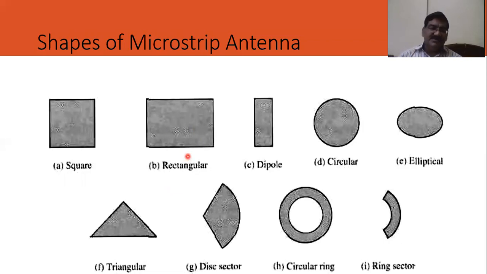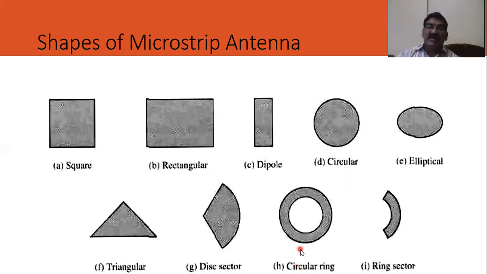Maybe the square, you can have the square shape. You can have the dipole, a straight dipole-like structure. Circular is again one of the basic structures. Elliptical, triangular, then the disc section, then the ring, the circular ring, for the various double band, triple band, or some variation in the parameters. This ring type structure is used.